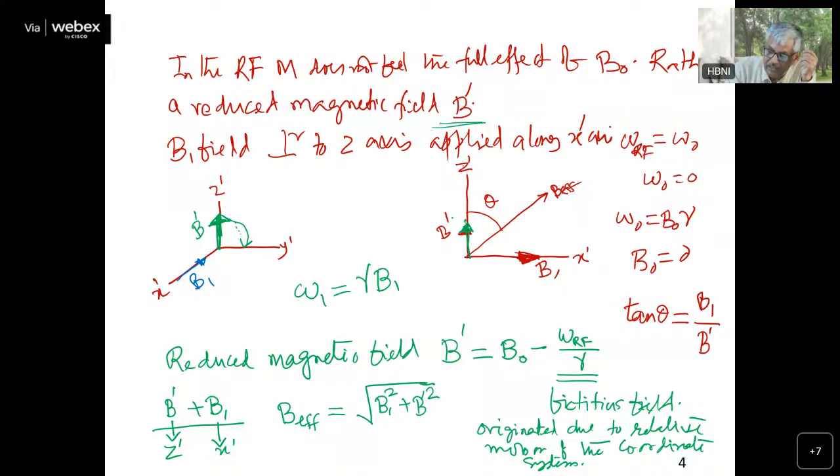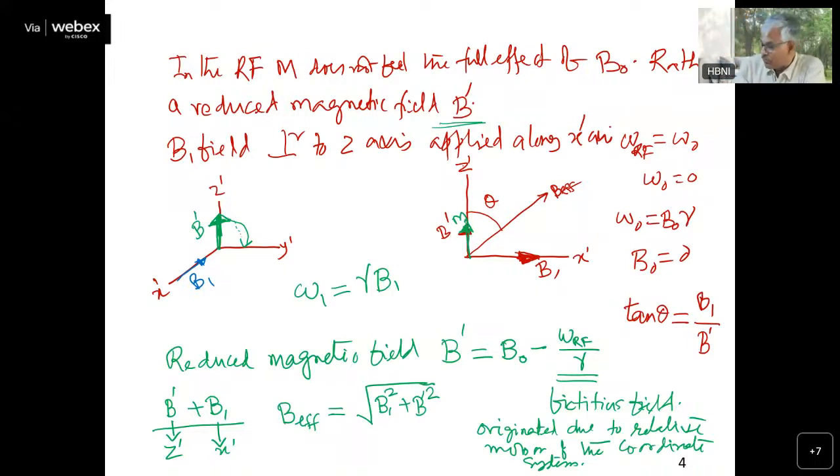You have this magnetization M. Now this will start precessing around this B effective. If it precesses around this B effective, you will also have an XY component. But if you want the best possible resonance condition, the B effective should lie almost on the X prime axis. That means B effective should be almost equal to B1.